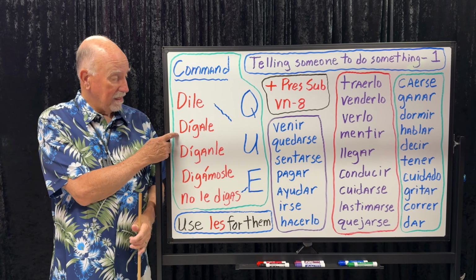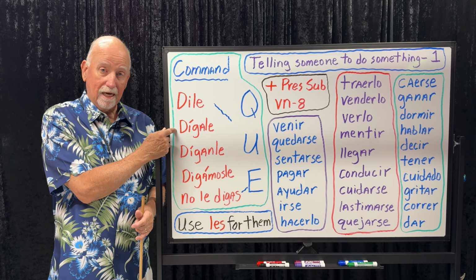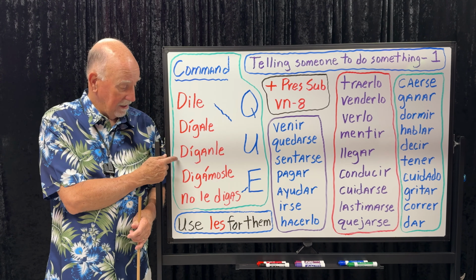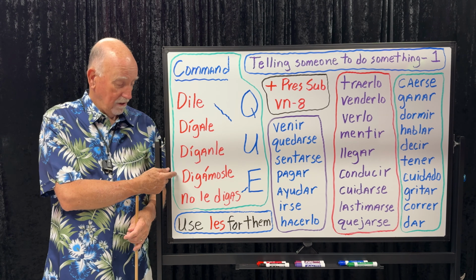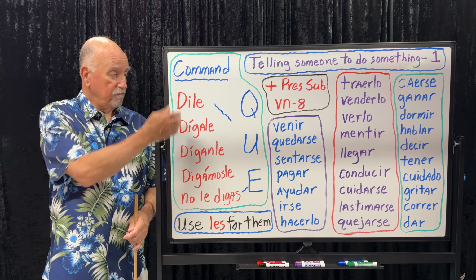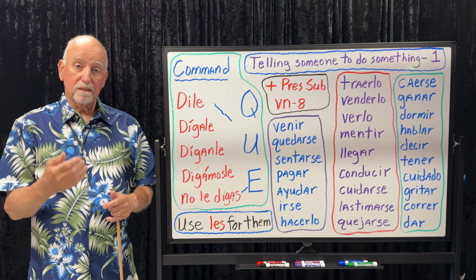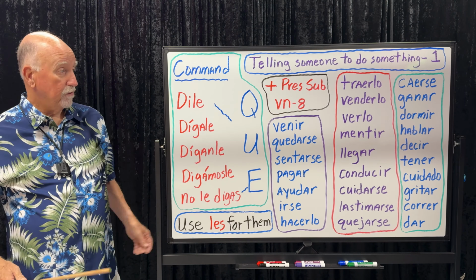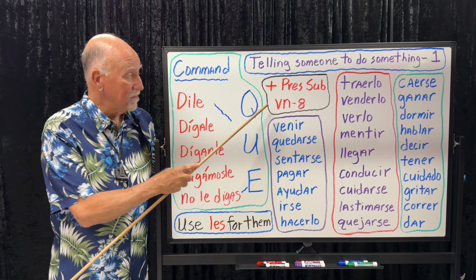Now these can become negative. You just go no le diga que, no le digan que, and no le digamos que, or no le digas que. But we're going to focus on the positive way of telling somebody to do something. And we're going to use our number one friend, the present subjunctive.